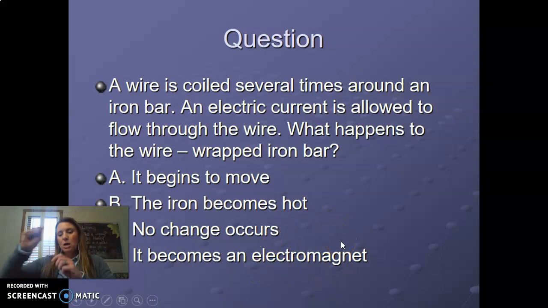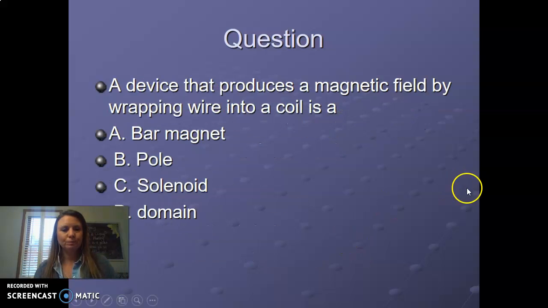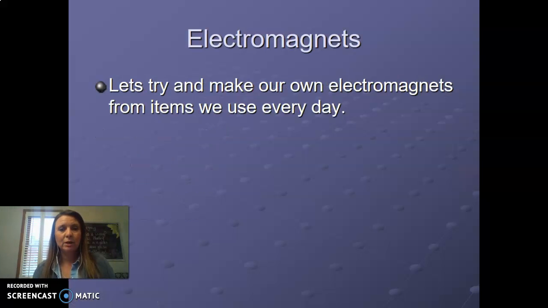So once again, you have your iron rod, you wrap the coils around it, and then you charge it with some type of current and it becomes electrically charged. A device that produces the magnetic field by wrapping a wire is our solenoid. So those are some sample questions that you might see on a test.